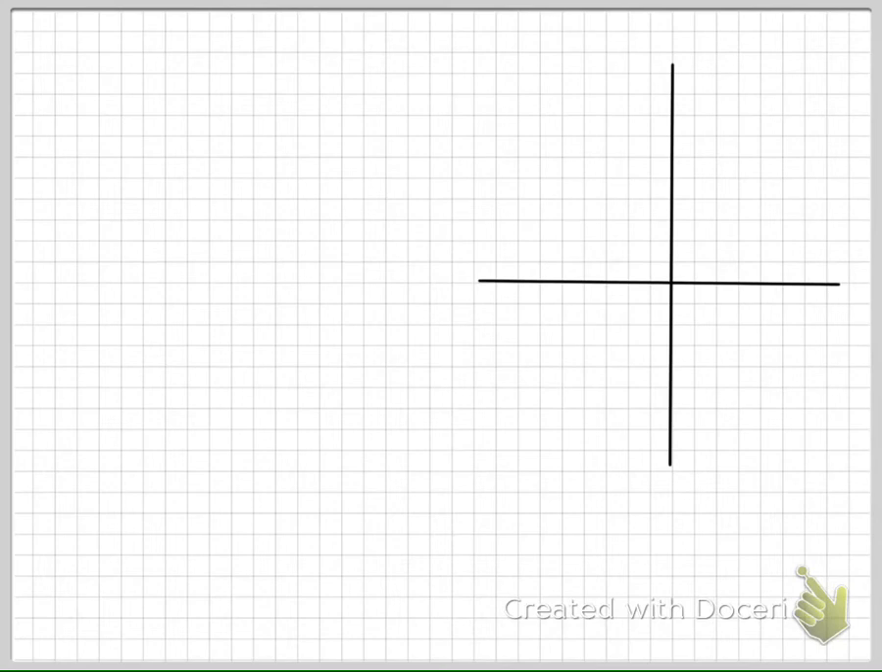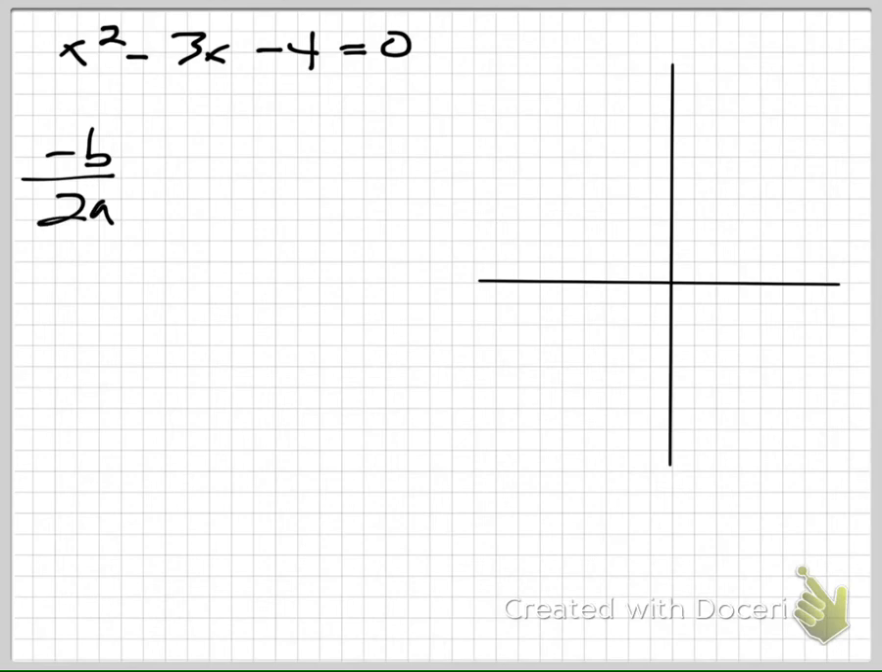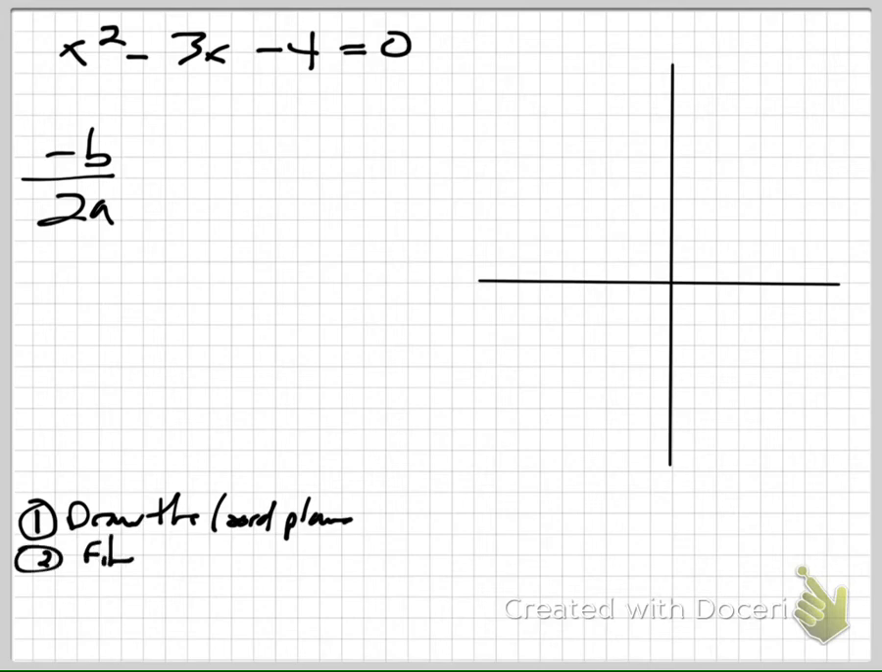Number 16 says x squared minus 3x minus 4 equals 0. We all know that whatever comes in front of the x squared is a, that's b, and that's c. So to find the axis of symmetry is minus b over 2a. So that's the first step. I'll write it again for you guys. The first step is to draw the coordinate plane. The second step is to find the axis of symmetry, which is minus b over 2a. I had you guys write this down before.